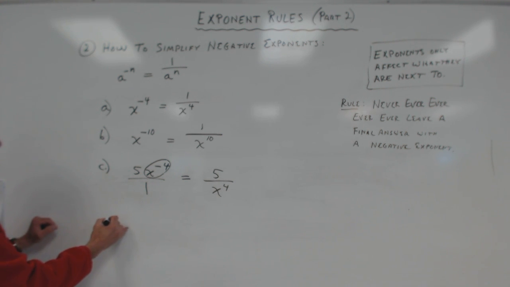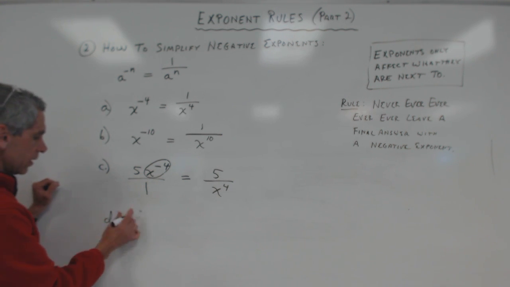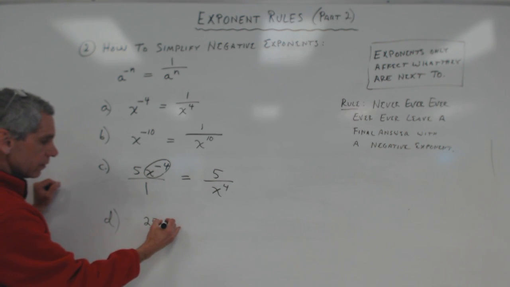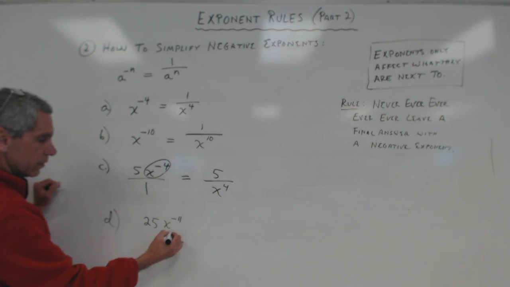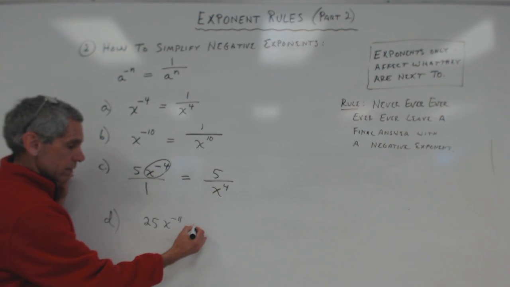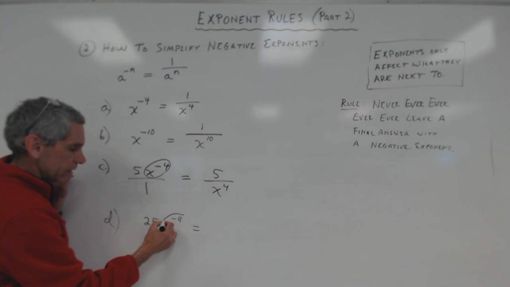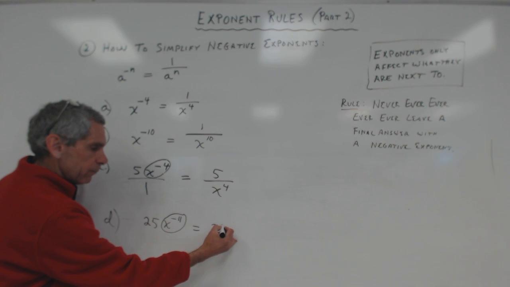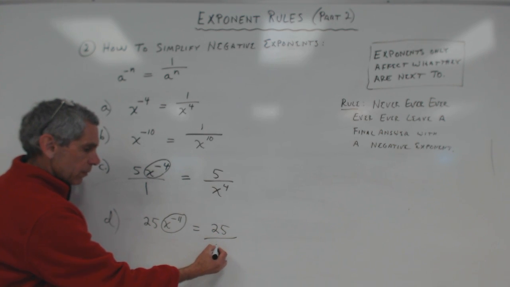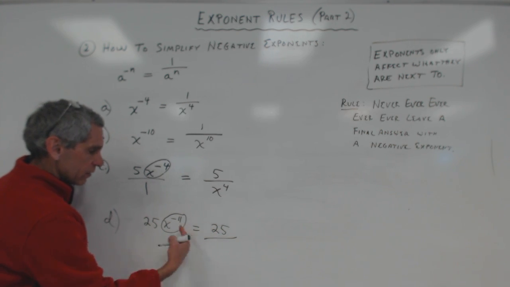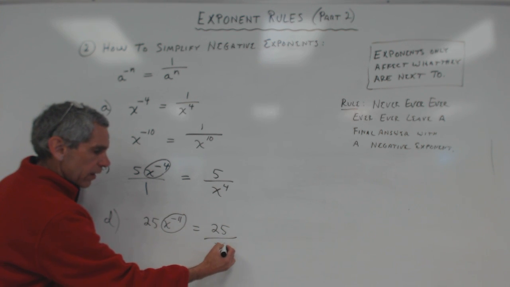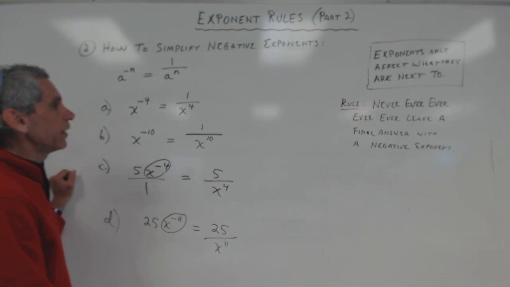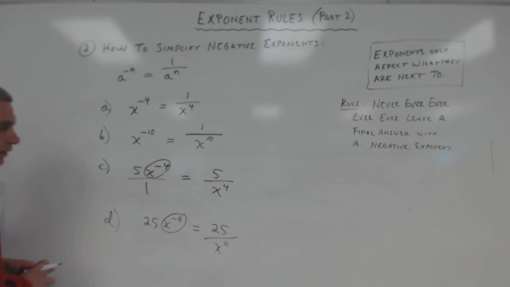Okay, let's try another one. So D. All right, how about 25x to the negative 11? Right? You do 25. The only thing that the negative 11 affects is the x. So I'm just going to put 25, and I'm going to keep it where it is. Over x to the 11. But I'm going to bring this x to the negative 11 down, so it'll be x to the positive 11. Right? Make sense?